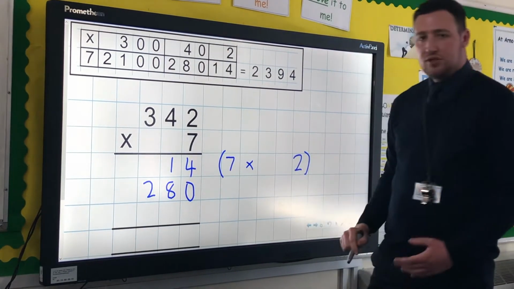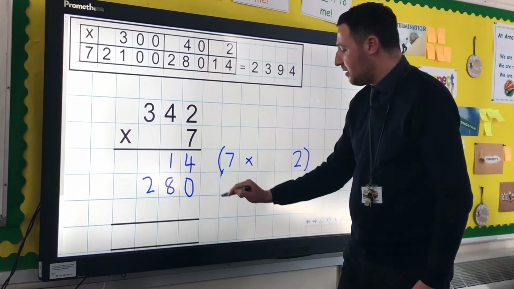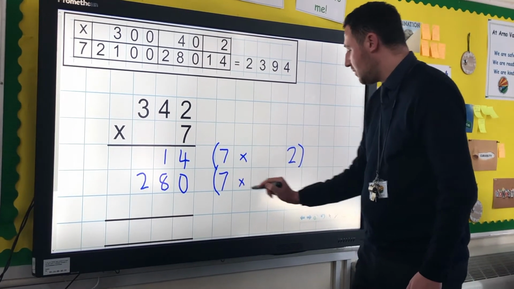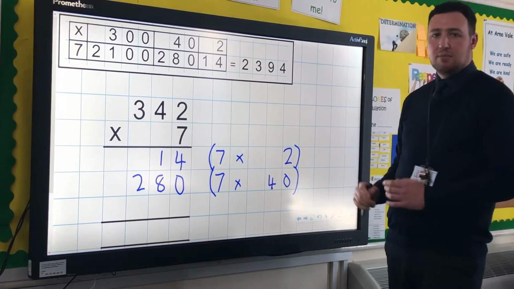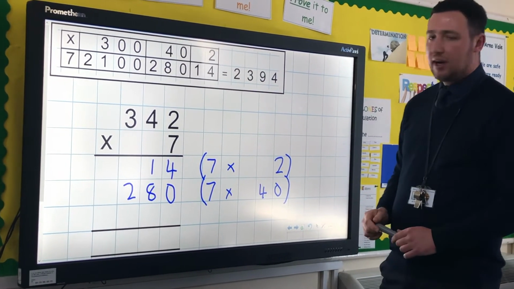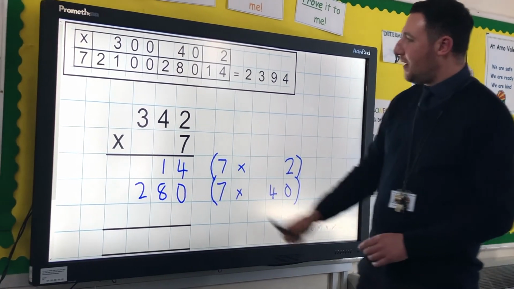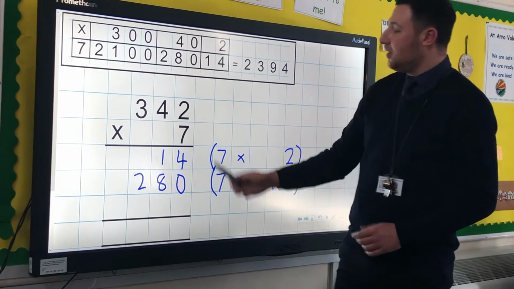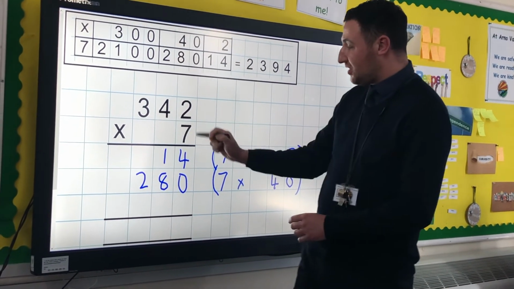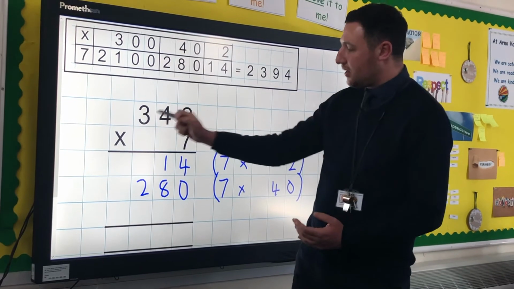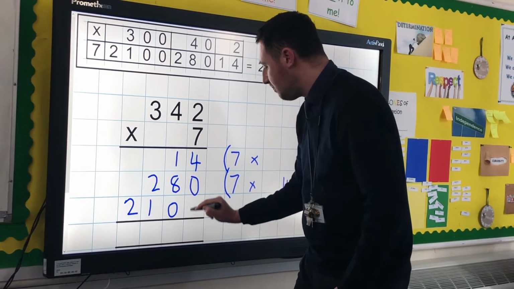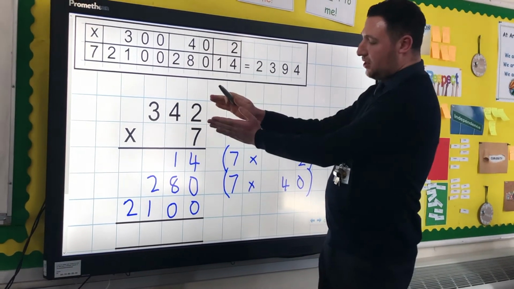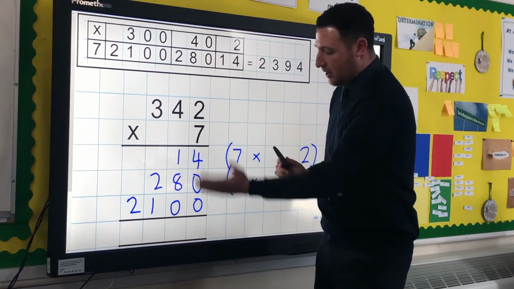And again, when the children are first starting to learn this method, we'd encourage them to write down what they're doing at the side so that if they do make a mistake, they can go back and try and work out where that mistake was. And then finally, we're doing 7 lots of 300. It's not 7 lots of 3, of course, the children know that that's not a 3. 7 lots of 300 is 2,100. So we've got the calculation, we've got the working out, and then we can do the answer.